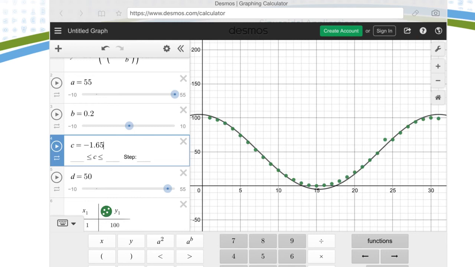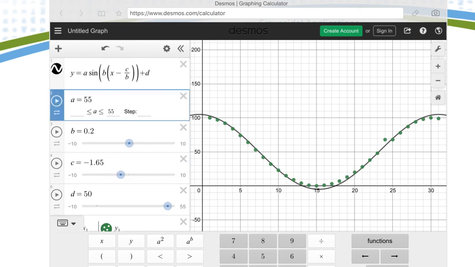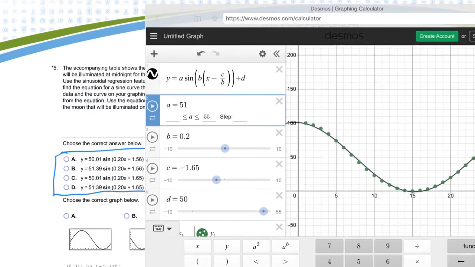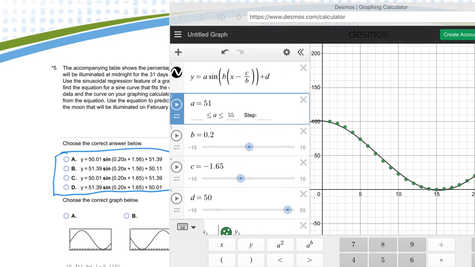Okay, and then it looks like my amplitude's a bit high. 55 might be a little high. Let's go down to 50. A little low. Maybe 51. I'm pretty happy. Right in there somewhere. Okay, now let's move this out and see what answers they have.